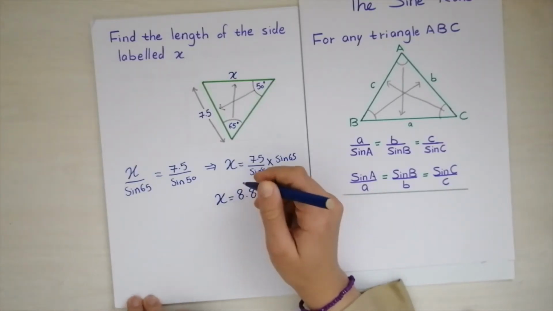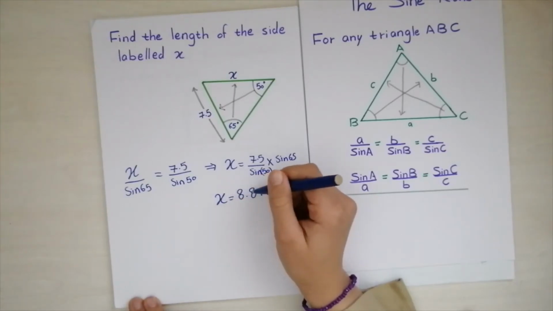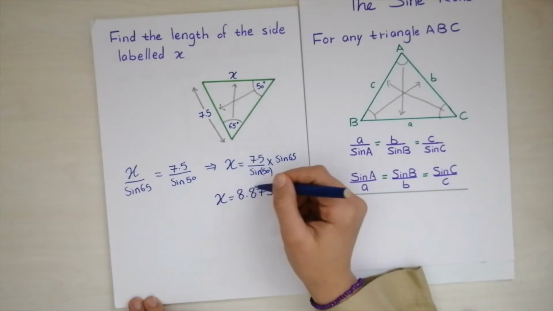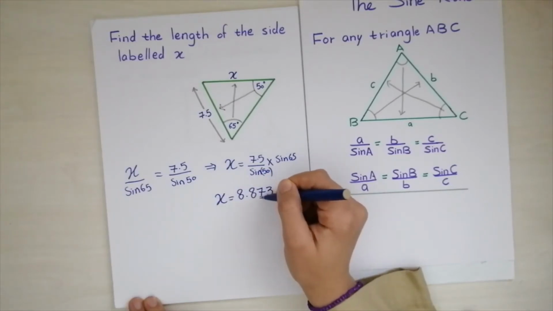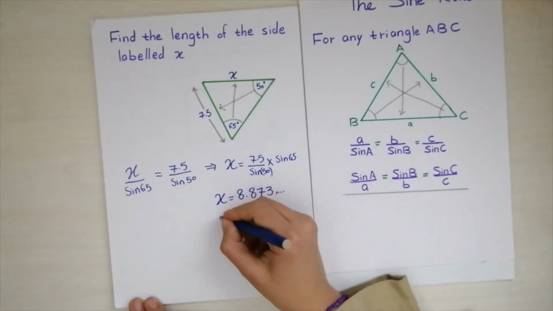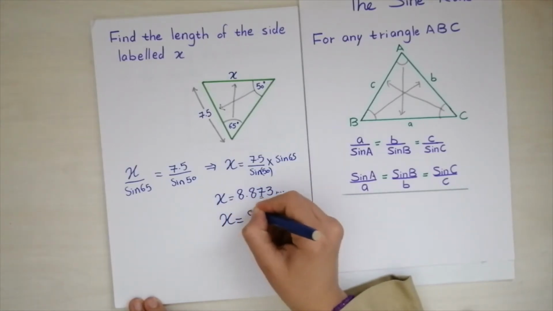Make your length correct to two significant figures. Let us say this is the first significant digit, this is the second. The third significant digit is 7, more than 5, so I'll give 1 to the 8 and lose the rest of the digits. So x is equal to 8.9.